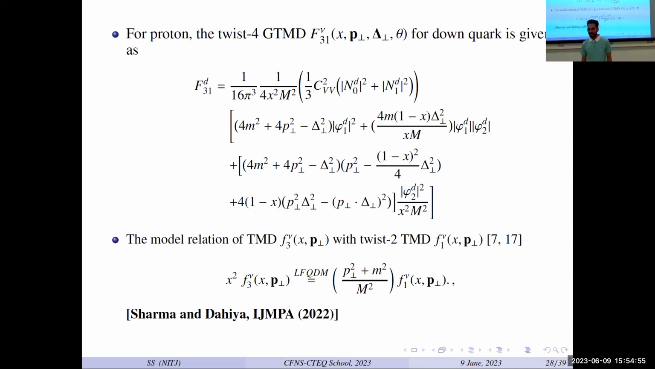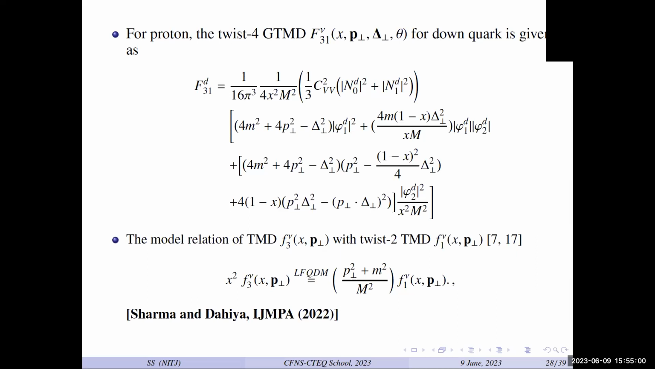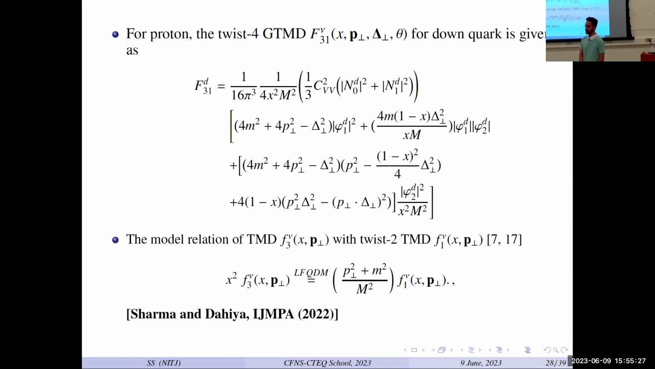Yes, using the light front coordinates, is your entire calculation done in holographic light front QCD? Yeah, I have done all calculations in light front coordinates. No, but are you using the AdS QCD wave function? Yes. Yes. Thank you. Those computations are quite complicated.